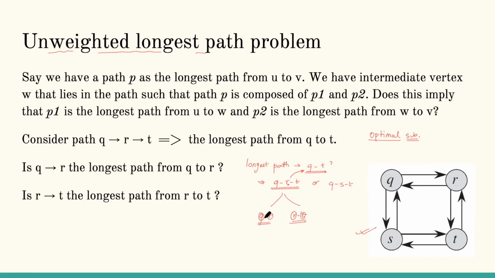So now let's check, is QR the longest path from Q to R? Obviously not. The longest path actually is QSTR. So this is not the longest path between Q and R, and this is also not the longest path between R and T. In other words, the optimal substructure property does not hold true for the longest path problem. The problem does not contain within itself the solutions to the sub-problems, and that's why the longest path problem is one where we cannot apply dynamic programming.